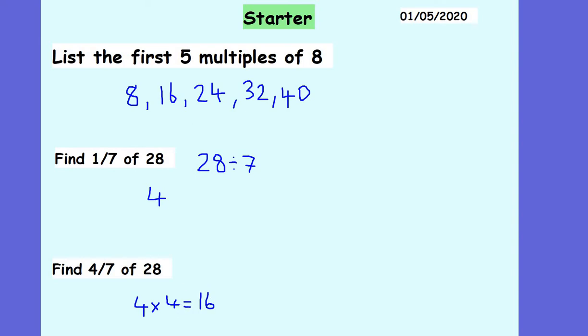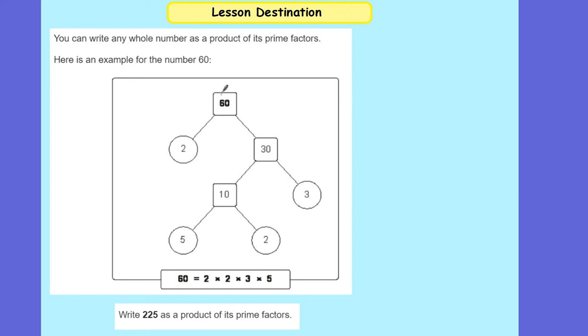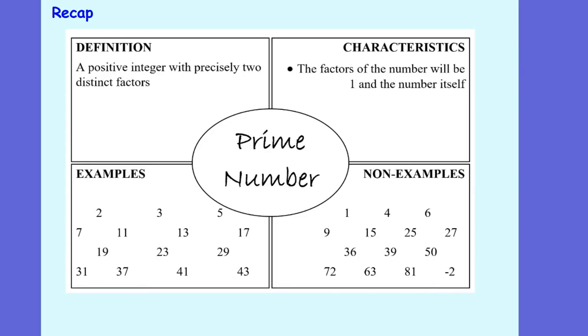Okay, let's have a look at today's lesson. This is where we're headed. We're going to be making factor trees that look similar to this. Looks way more complicated than it actually is, don't you worry. So as a starter, let's remind ourselves what a prime number is. Now we said a prime number was a positive integer which only has 2 factors.